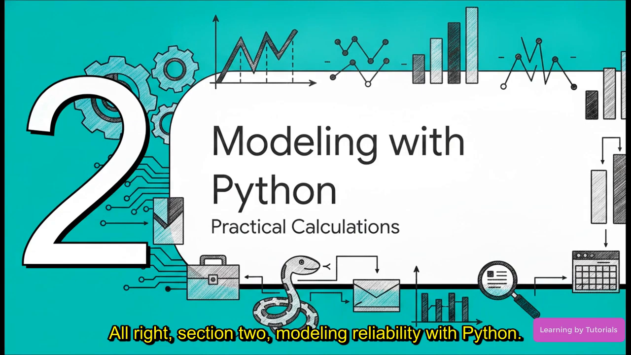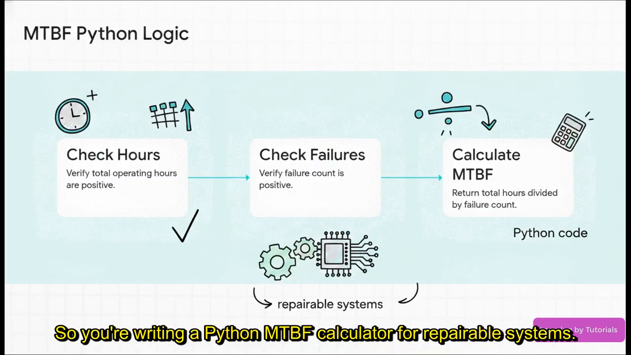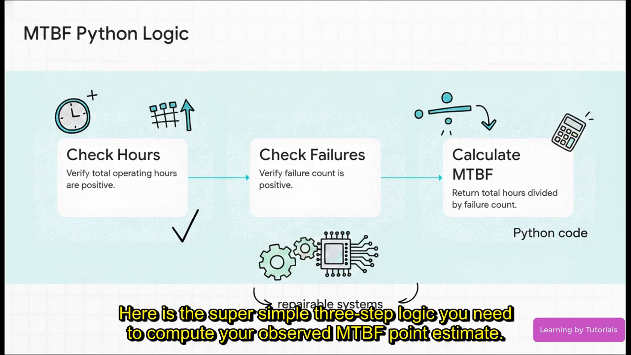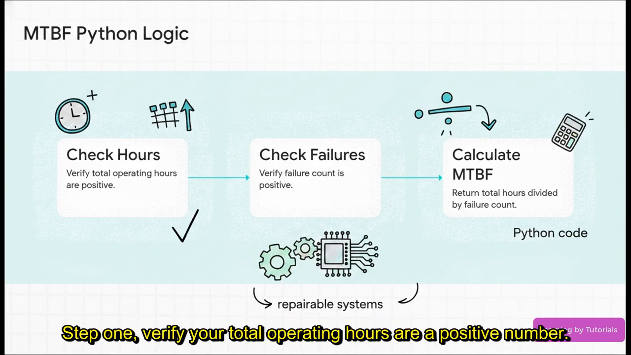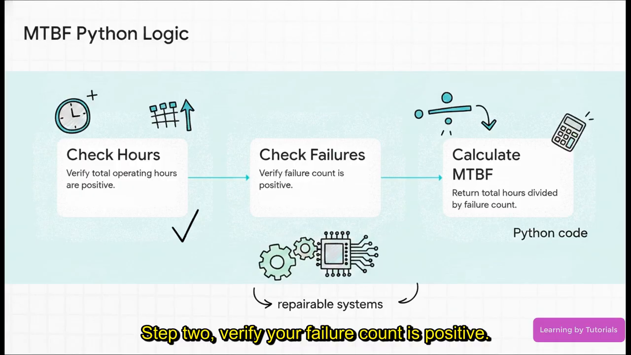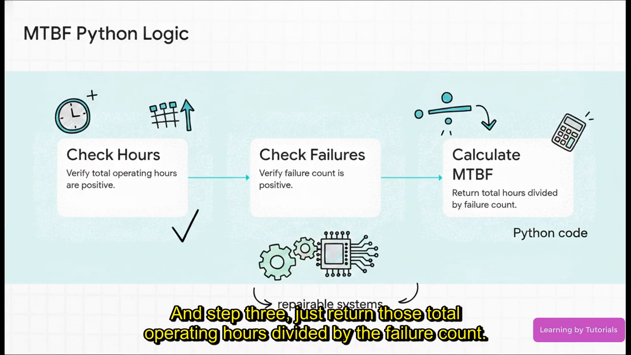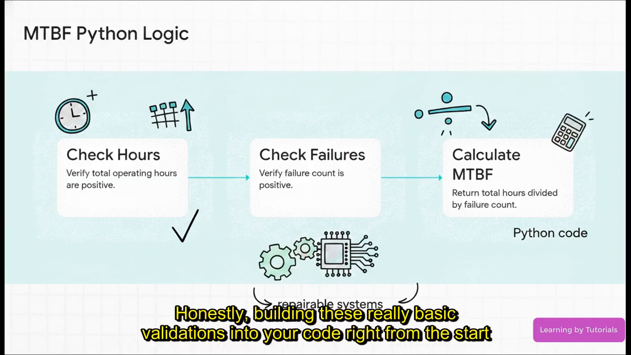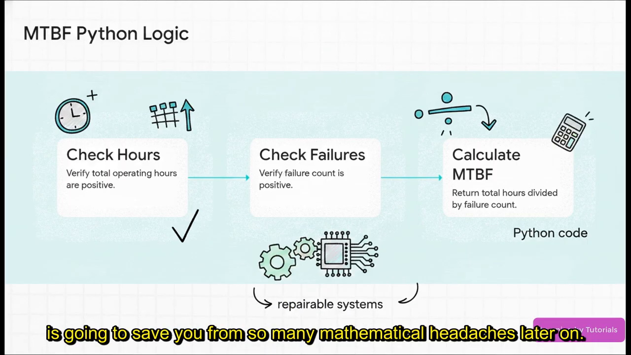All right, Section 2, Modeling Reliability with Python. So, you're writing a Python MTBF calculator for repairable systems. Here is the super simple three-step logic you need to compute your observed MTBF point estimate. Step 1. Verify your total operating hours are a positive number. Step 2. Verify your failure count is positive. And Step 3. Just return those total operating hours divided by the failure count. Honestly, building these really basic validations into your code right from the start is going to save you from so many mathematical headaches later on.